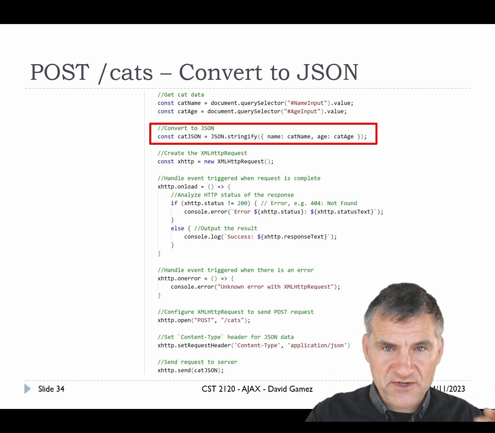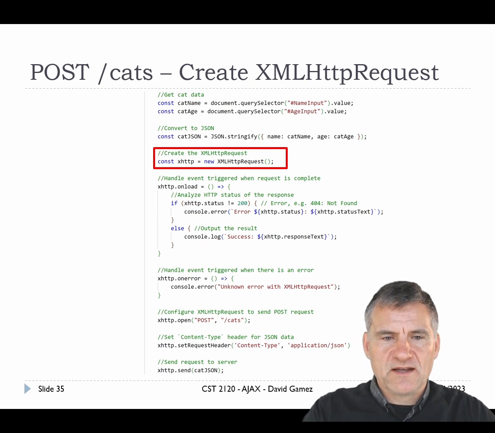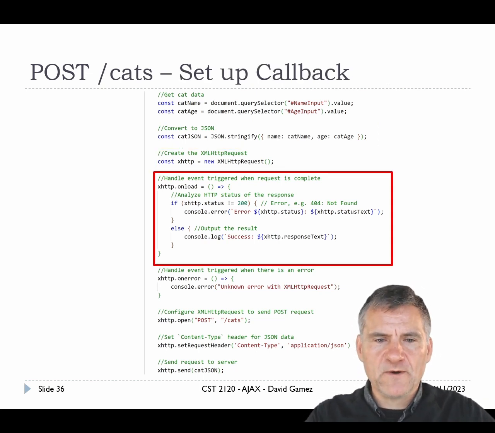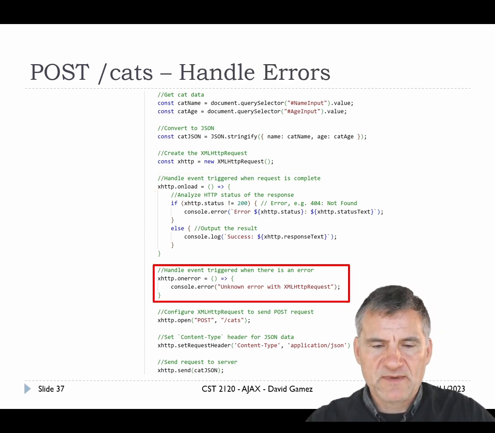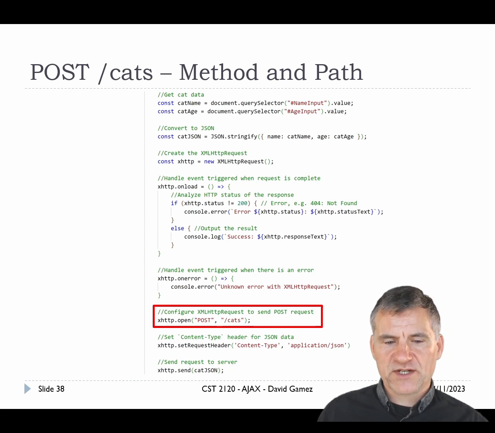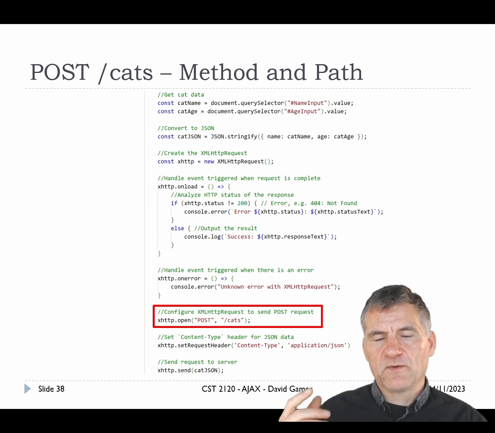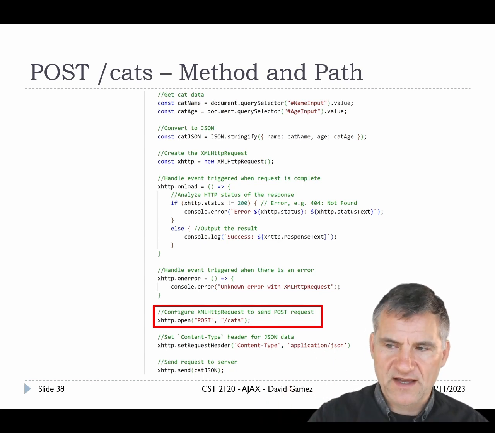And that JSON string we can send over a network. Then we create a new XMLHttpRequest, same as before. Set up the callback handler, which will come back later. Then we set up a little bit of error handling. And same here, when we open the connection, we're not sending it, we're just setting it up really. But we're choosing the method, in this case POST, and we're setting the path, in this case cats.